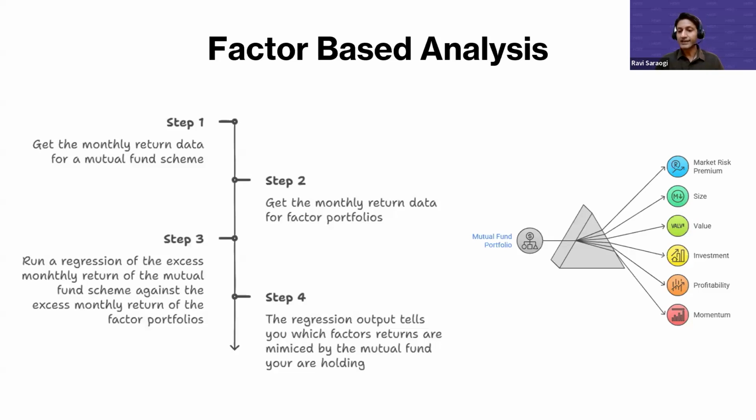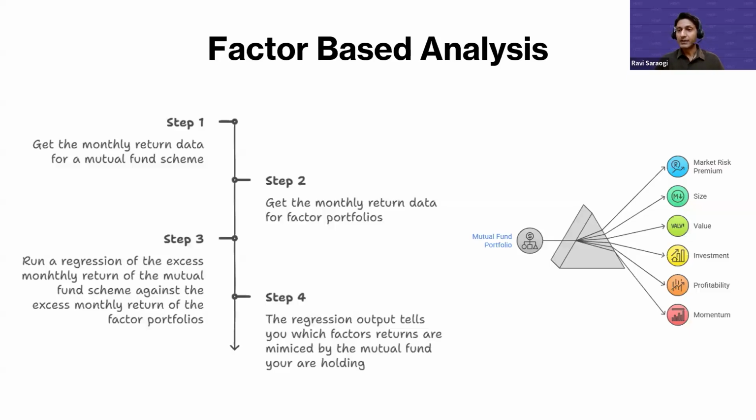It tells us which factors the fund is exposed to, how strongly it is tilted towards each, and how much of the fund's performance can be explained by these systematic factors. In other words, it shows us which styles or traits the fund is mimicking, even if the fund itself doesn't say so explicitly, right? So this is the power of factor-based analysis. It lets us reverse engineer what's really driving performance, and it separates skill from style.